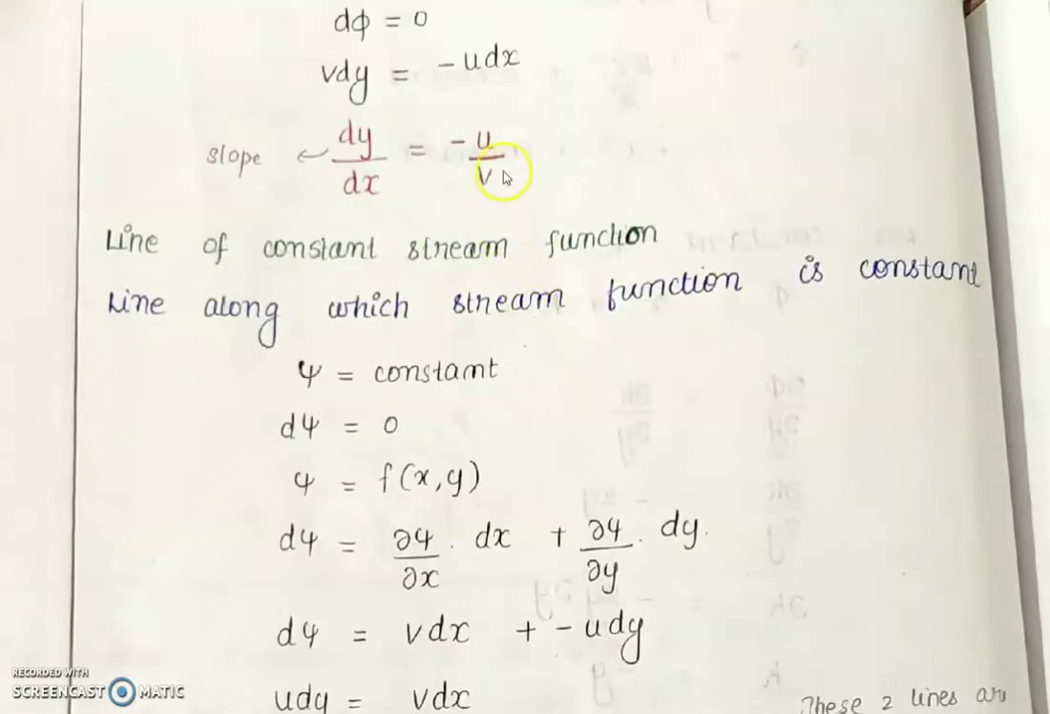Okay, so you take the slope, that is dy by dx. It is the slope of that equipotential line. It is equal to minus u by v.